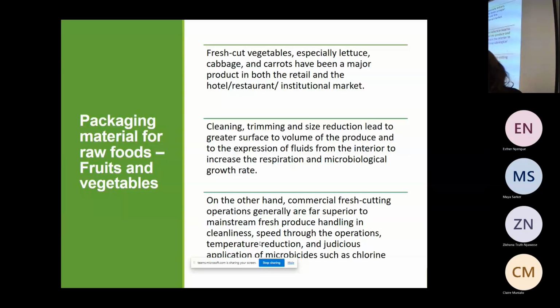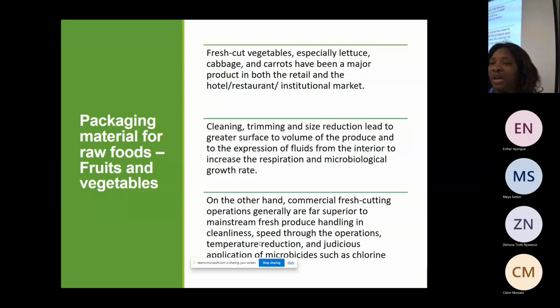And then commercially, fresh cutting operations generally are superior to mainstream fresh produce handling, in cleanliness and speed through the operations. If you look at some of the produce that you're actually seeing on the market, some of them can take on average 24 hours from being picked in the farm to being on the consumer's plate.